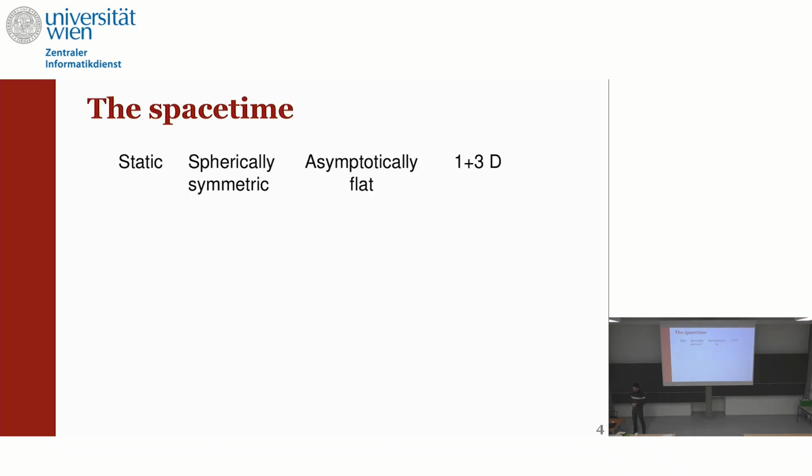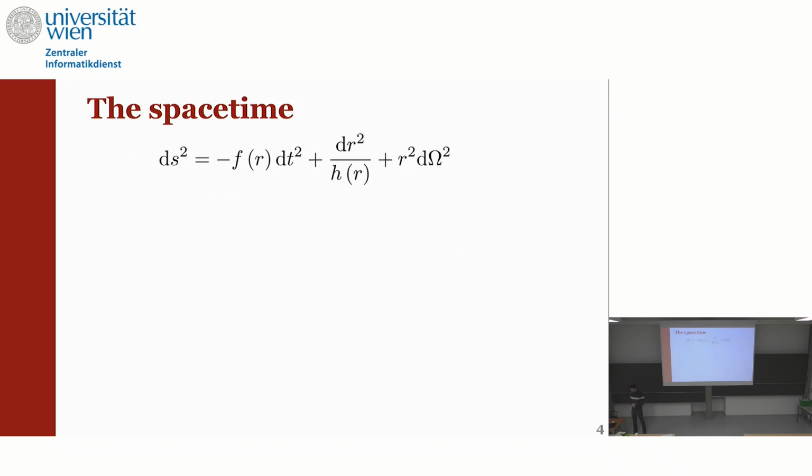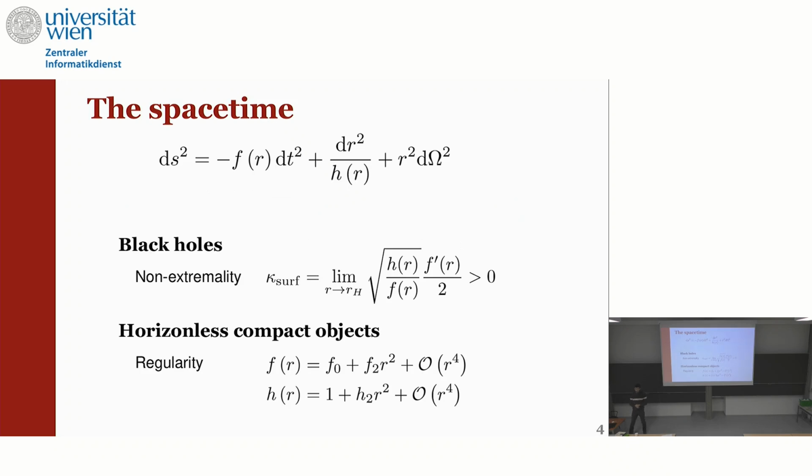So for the purpose of this work, I will consider the very simple case of a spacetime that is static, spherically symmetric, asymptotically flat, and four-dimensional, meaning that the most general line element that we can have is this one written on the board. We will further require that if this spacetime harbors a black hole, the black hole is non-extremal, and if it harbors no black hole but a relativistic compact object, it has to be regular, specifically at the origin, meaning that these metric functions must obey these expansions here.